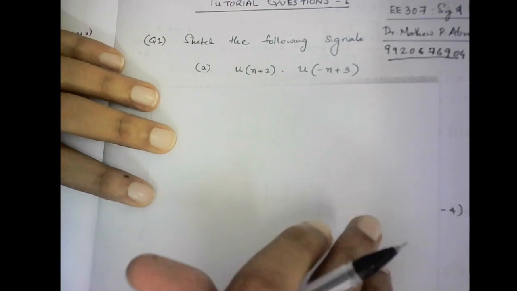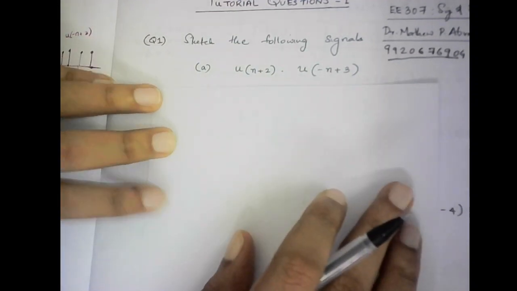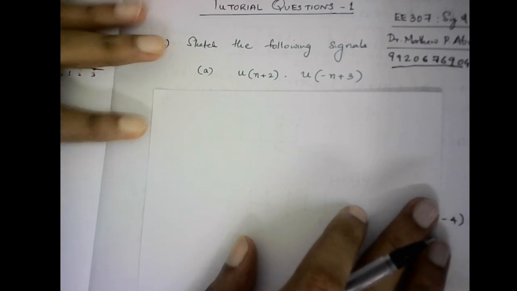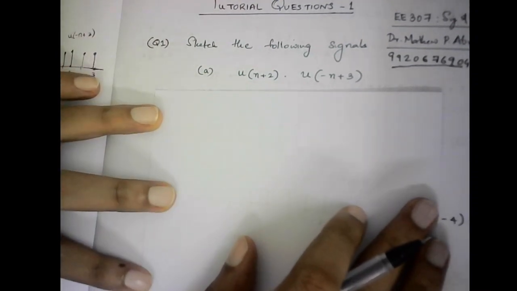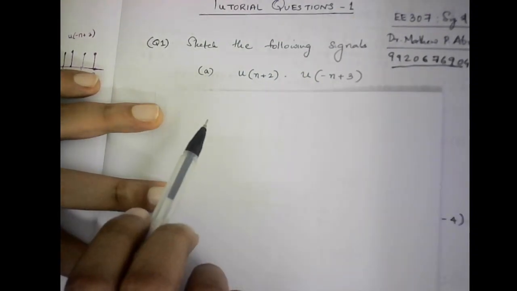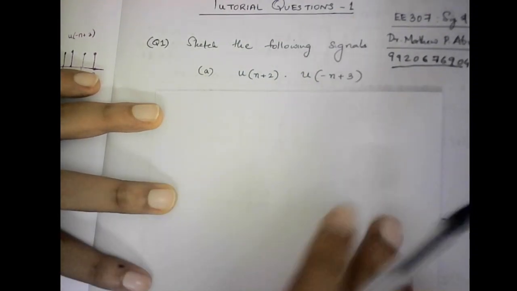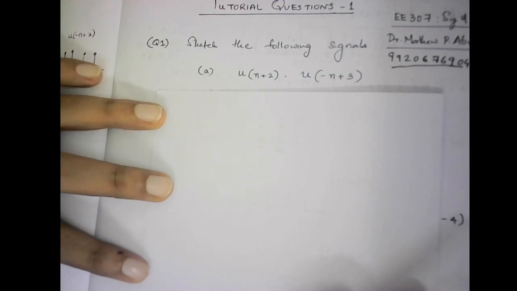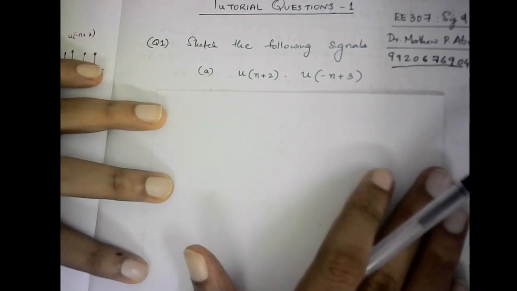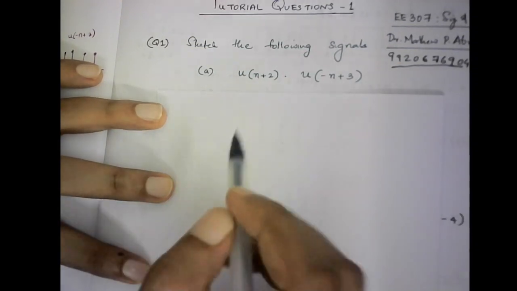Okay, so what I'm trying to do is solve the tutorial questions that I have shared in the previous lecture. The first question we have discussed in the class, but for clarity, let me repeat it once again. The question is: sketch the following signals. You are given some signals and you need to sketch or graph them.